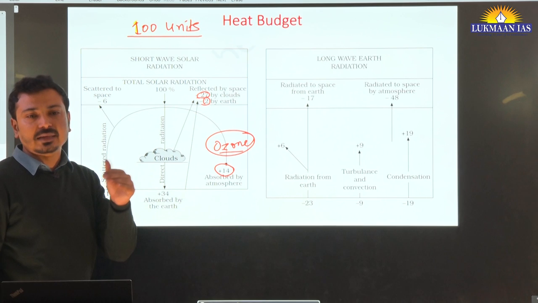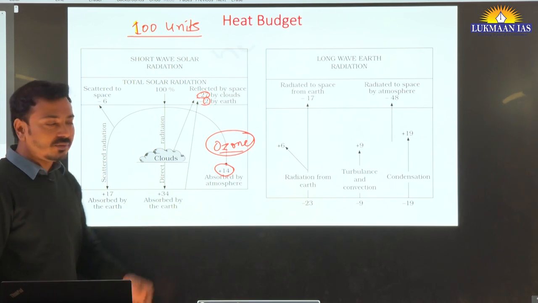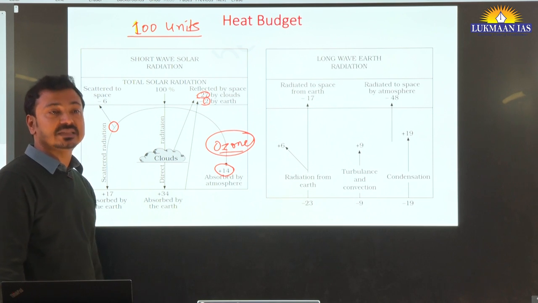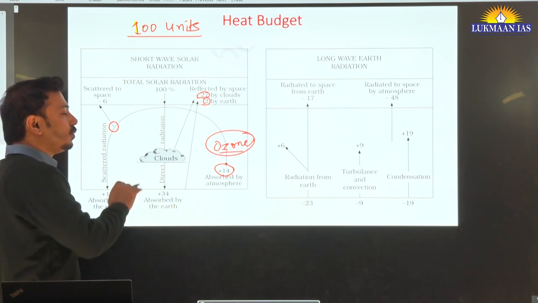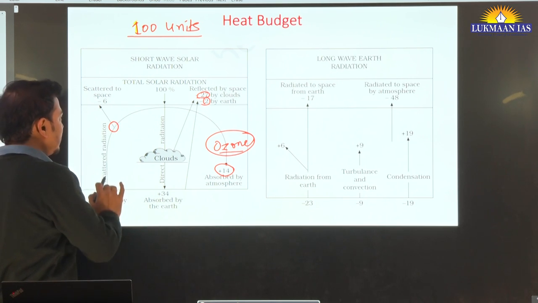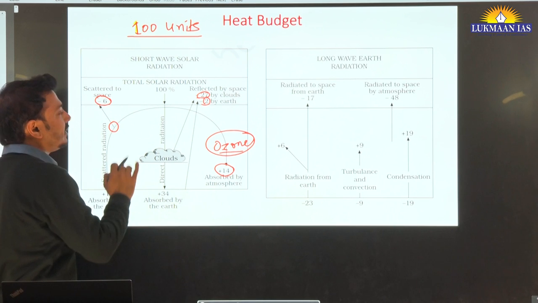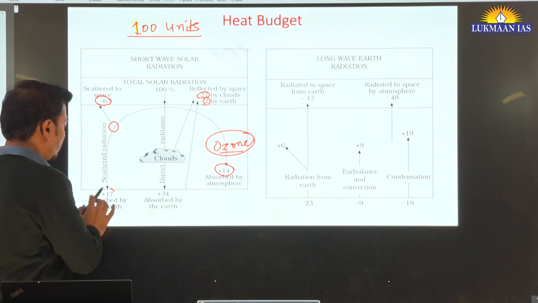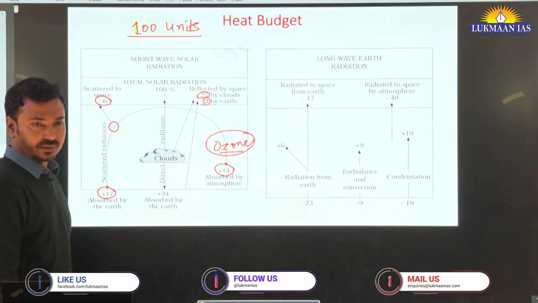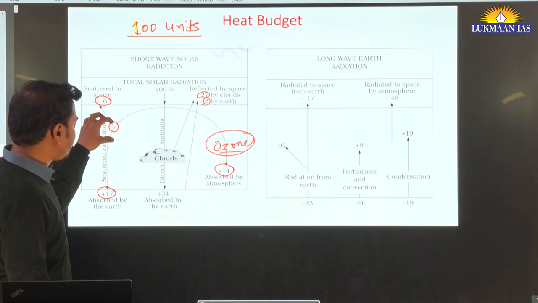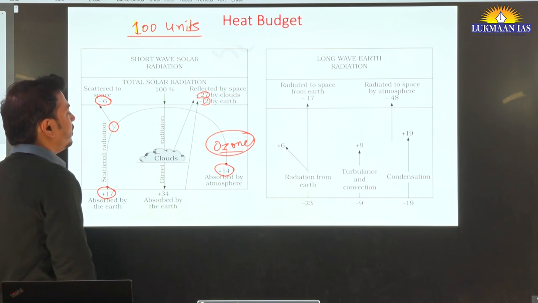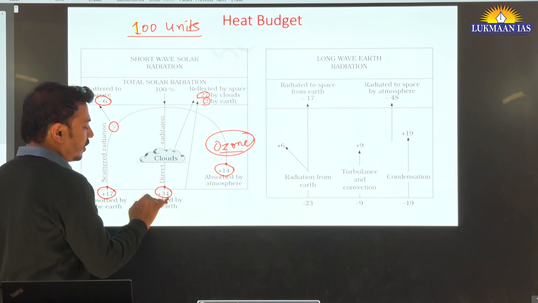Understood? Now, we learned that there are dust particles also in the atmosphere. These dust particles are scattering the incoming radiations, both towards outer space and towards the earth surface. Out of 23%, it is scattering 6% towards the space and 17% towards the earth surface. That 17% is absorbed by the earth surface. Very clear? Now, the remaining 34% is directly falling on the earth surface and being absorbed.